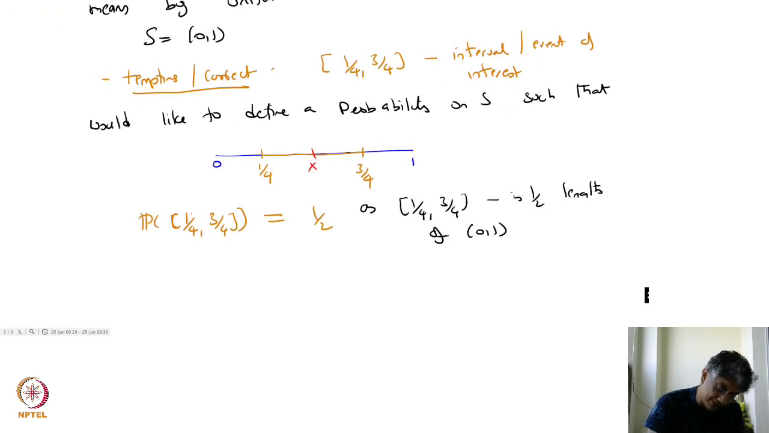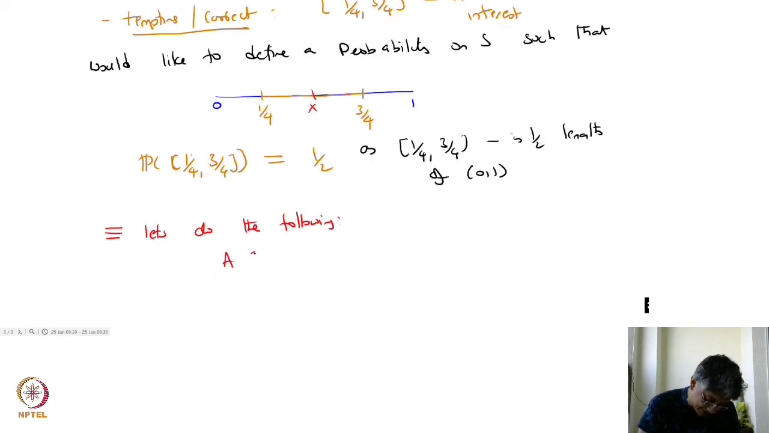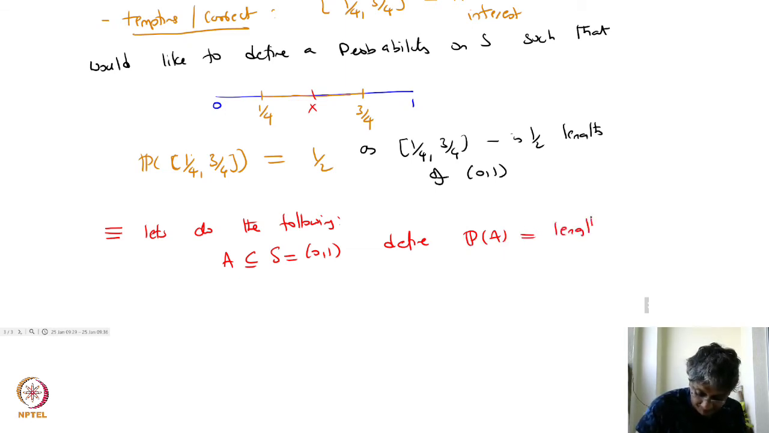Then comes the next difficulty. Then you could go and say, okay, fine, if this is what I want, then let's do the following. I take an A, a subset of S, which is equal to 0, 1. I define the probability of A as equal to the length of it. So let's say this is one option. This is option 1.